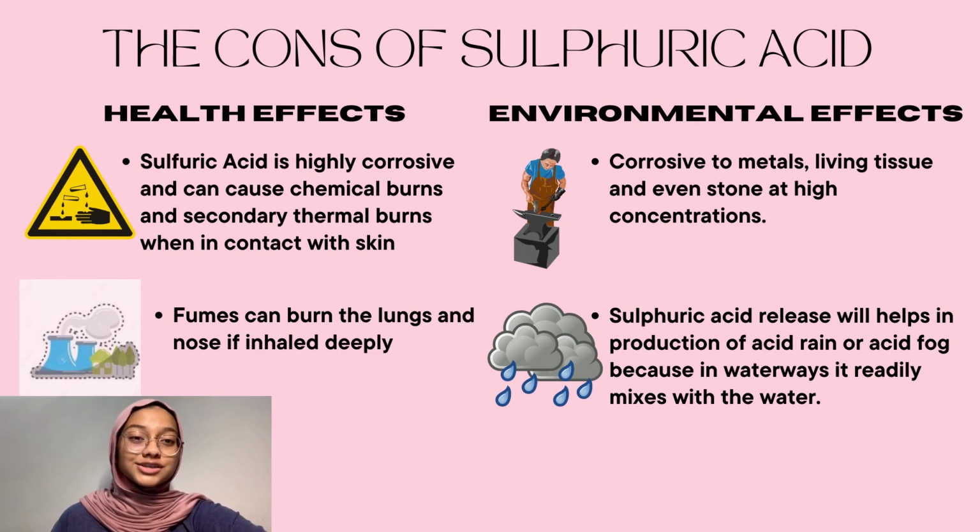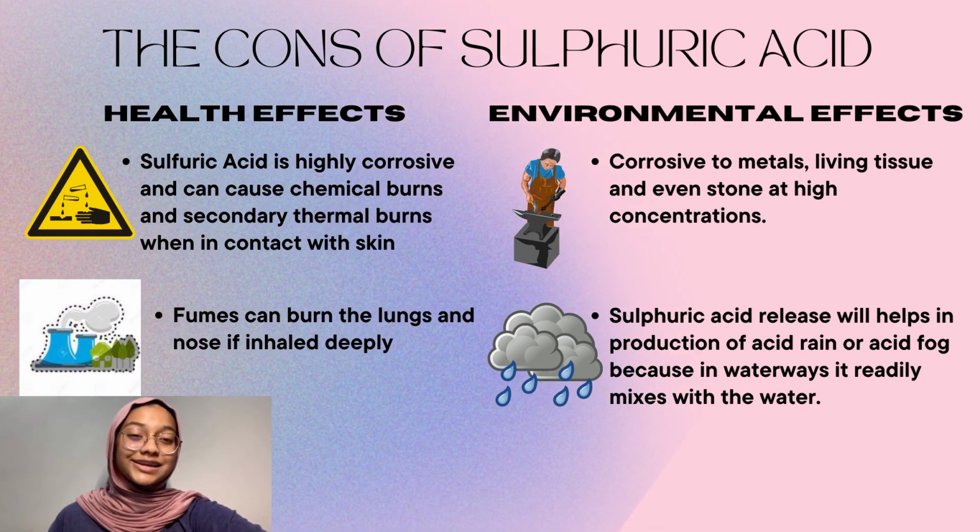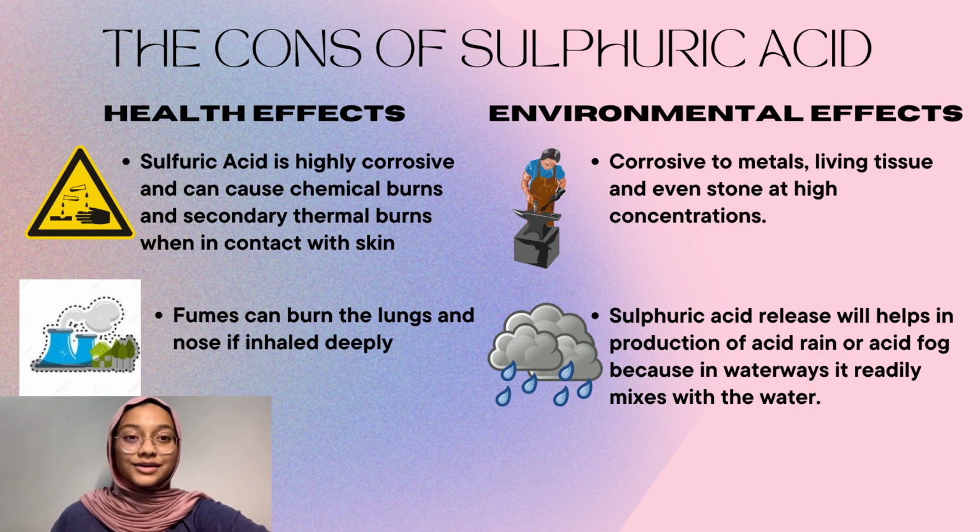Next, we go to the cons of sulfuric acid. The cons of sulfuric acid are divided into two groups, which are health effects and environmental effects. For the health effects, sulfuric acid is highly corrosive and can cause chemical burns and secondary thermal burns when in contact with skin. Second, fumes can burn the lungs and nose if inhaled deeply. For the environmental effects, it's corrosive to metals, living tissue, and even stone at high concentration. Second, sulfuric acid release will help in the production of acid rain or acid fog because in waterways it readily mixes with the water.